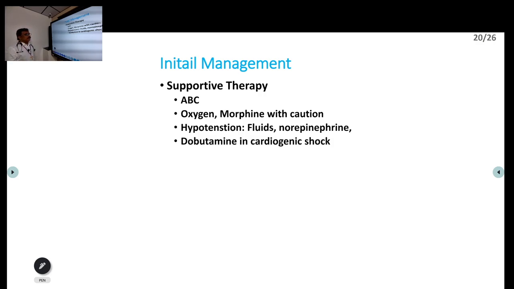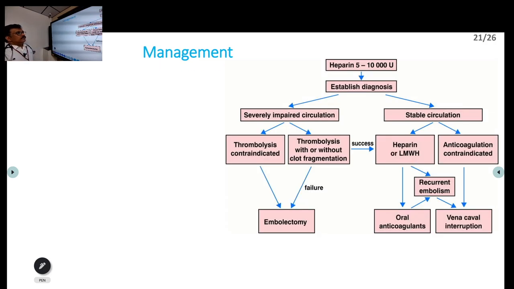Any type of RV failure, fluids are the choice. And norepinephrine can be added to that. Dobutamine in cardiogenic shock: after starting norepinephrine, maintain the systolic BP somewhere around 100 millimeter of mercury, then add dobutamine. Now, the most important drug in the emergency room, we should start, if the patient is not going for embolectomy or other type of thrombolysis, is heparin. Heparin, we'll see the dose afterwards. So, heparin or thrombolysis or embolectomy, these are the options.